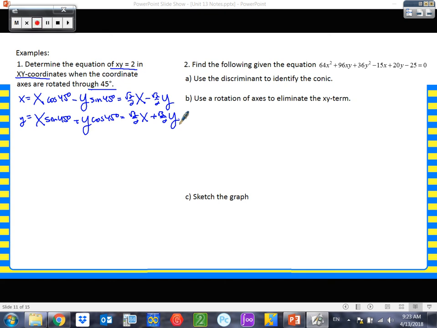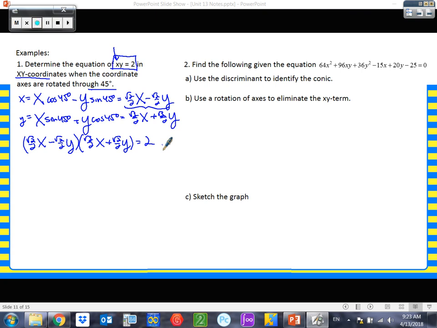I'm going to pause here for just a moment. Are we okay? We have the formulas. So I'm going to focus on this equation now. We're going to take this little x formula and replace this little x with root 2 over 2 big X minus root 2 over 2 big Y. Now we're going to take the little y formula and put it in place of the little y: root 2 over 2 big X plus root 2 over 2 big Y, and that equals 2.